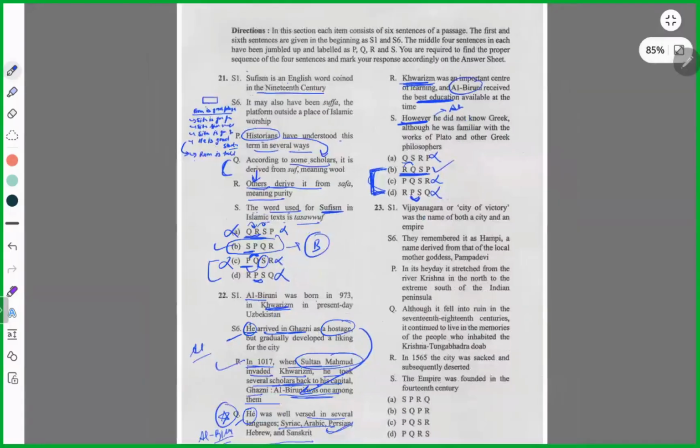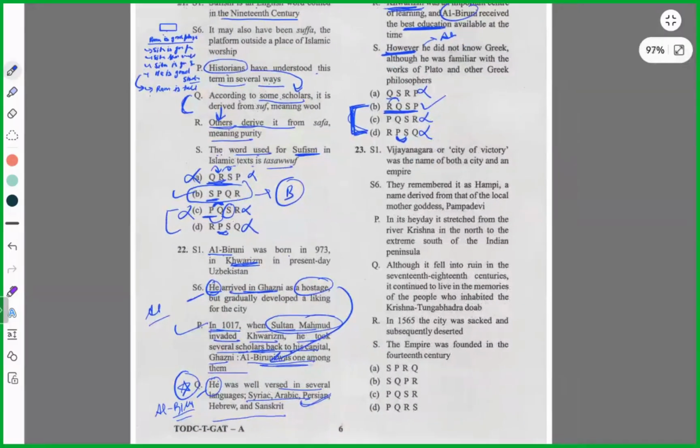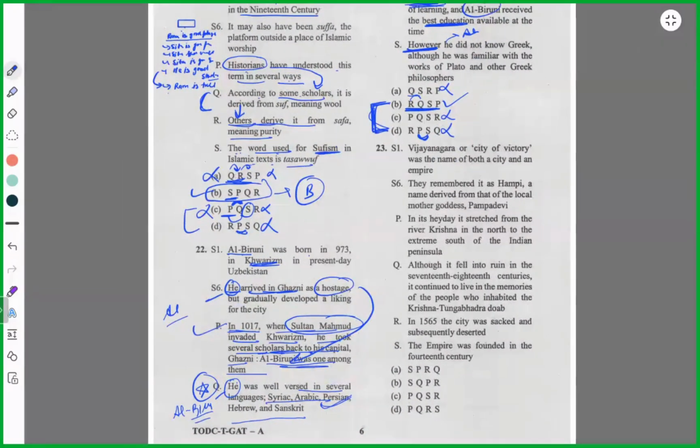Getting the idea? I hope so. Yes, sir. But keep understanding it. Now it is layer by layer, like an onion. You keep peeling it layer by layer, and you keep on understanding. Now next one, 23.